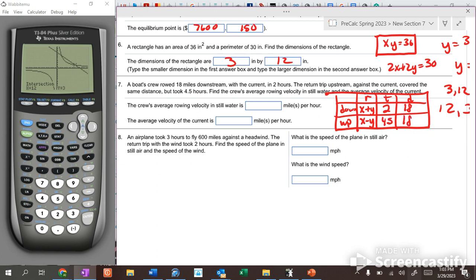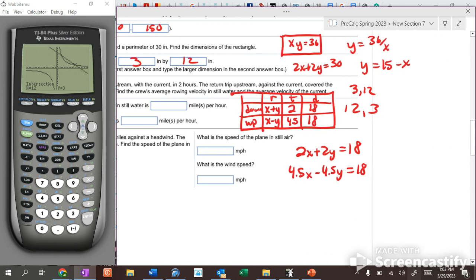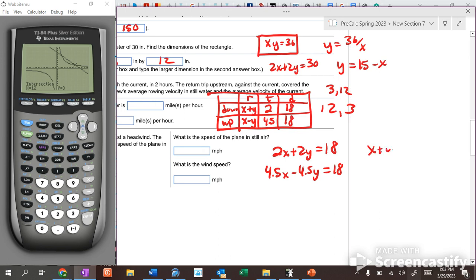4.5 hours, 18. So you multiply across, so it's 2x plus 2y equals 18 is your first equation, and 4.5x minus 4.5y equals 18 is your second equation. First equation, if we divide by 2, x plus y equals 9. Second equation, if we divide by 4.5, x minus y equals 4, right? You wouldn't have to graph this. You just solve this way. 2x equals 13, x equals 6.